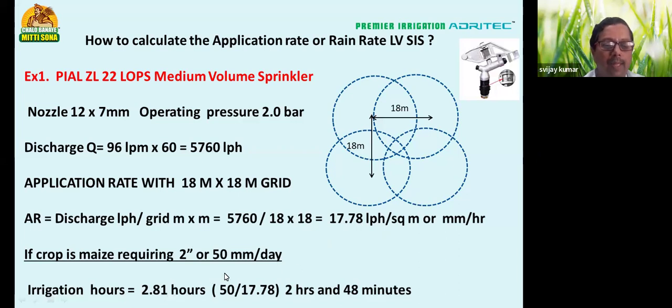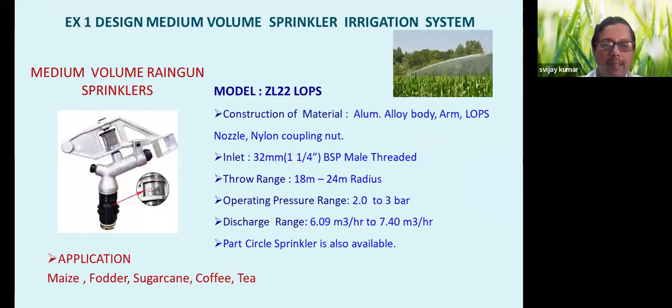That is nothing but 0.81 multiplied by 60. So roughly 2 hours and 48 minutes. So you can take it as around 2 hours and 45 minutes. If you operate the sprinkler for that much time, you are going to apply the water that is required for maize.